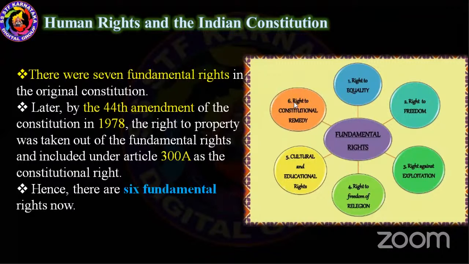The last one, the right to constitutional remedy, helps to secure all the remaining rights. If anyone does not agree to grant these or becomes an obstacle to these rights, the person who faces the problem of not getting human rights or fundamental rights can go to the Supreme Court directly. The right to constitutional remedy helps to protect all our fundamental rights.